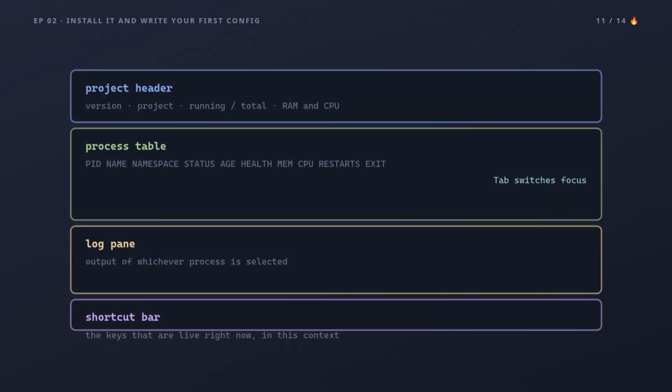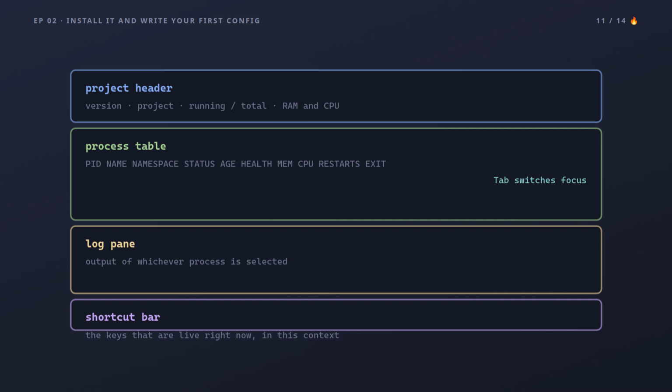Top left is the version, the project name, how many processes are running out of the total, and the combined memory and CPU. The table below has the process ID, the name, the namespace, the status, how long it's been in that state, health, memory, CPU, restart count, and last exit code. The bottom pane is the log for whichever row is selected, and the bar underneath lists the keys that are live right now.